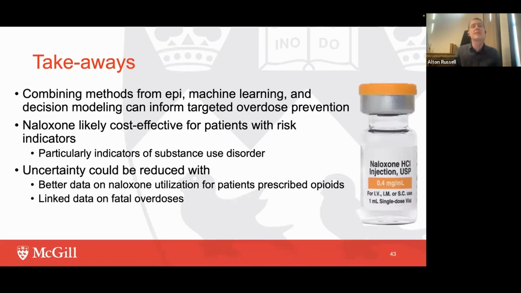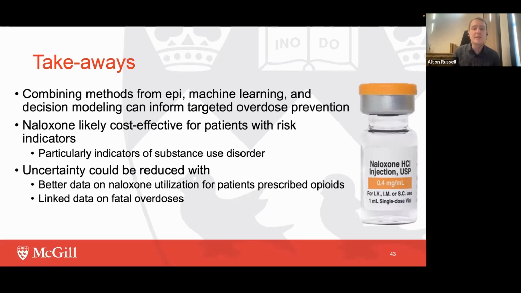And that's true for the diagnoses that are quite predictive. So anyway, this is still a bit of a work in progress, but I think the main takeaways we can say at this point are that when you combine methods from epidemiology, machine learning, and decision modeling, we can develop an analysis that can inform targeted overdose prevention. There's all this heterogeneity right now in the United States in terms of what states say about who should get naloxone. And by the way, in those states that have these mandates, not that many people are actually getting the naloxone in the first place.